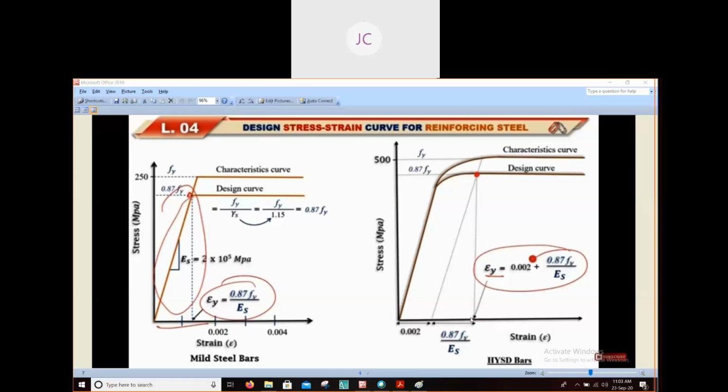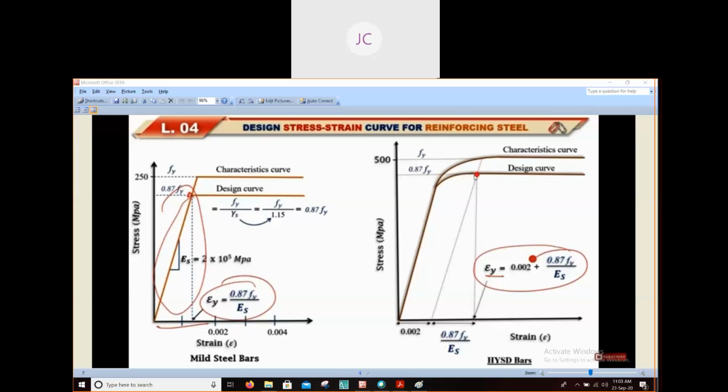But at this point, when the stress is maximum, to find out the stress corresponding to this point, we have to use this formula. This value you will get from the design curve, not the characteristic curve. Design curve means you have to divide the value by 1.15. So in that case it will be 0.87 Fy. Since this value will be less than this one, this curve will be below this curve.